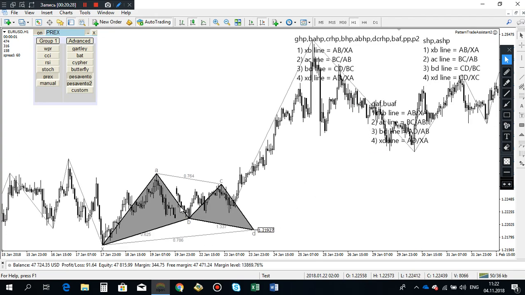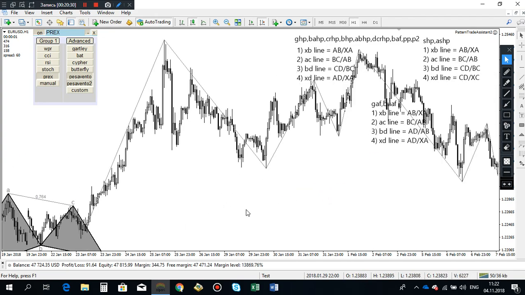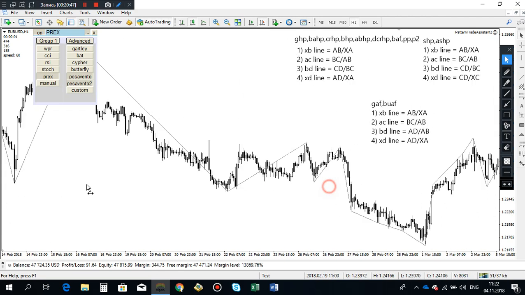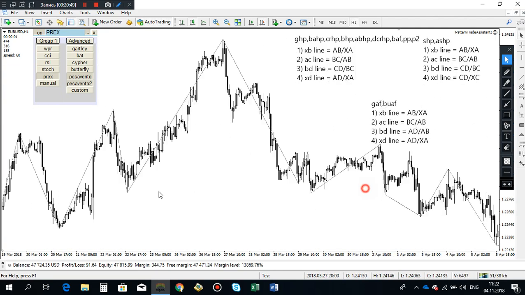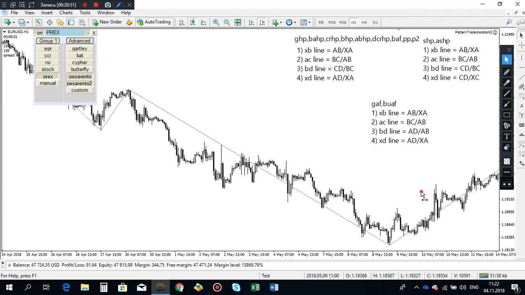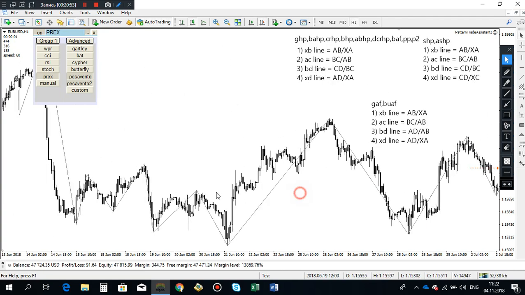Of course, it is very difficult to find these patterns to coincide exactly with 618 or 786, and that's why Larry Pesavento advocated for a 3% buffer, and it is used here, but it's not enough to have these patterns always. That's why they are such rare patterns.